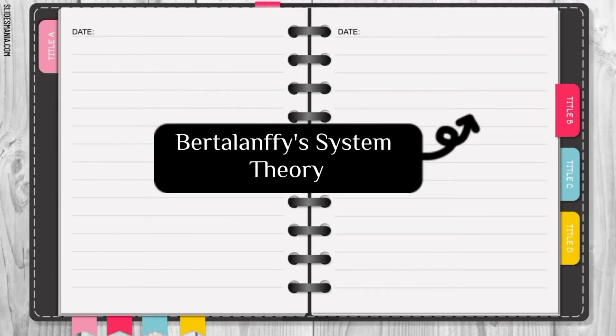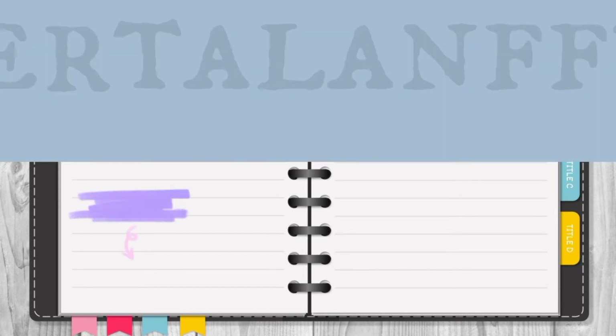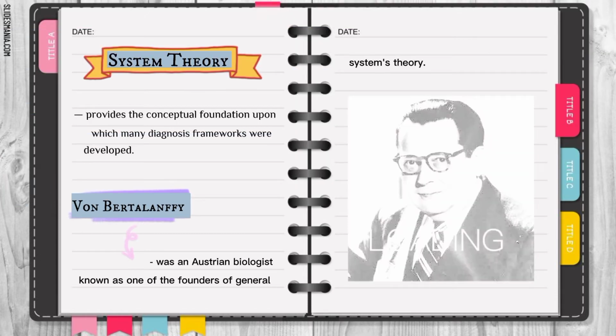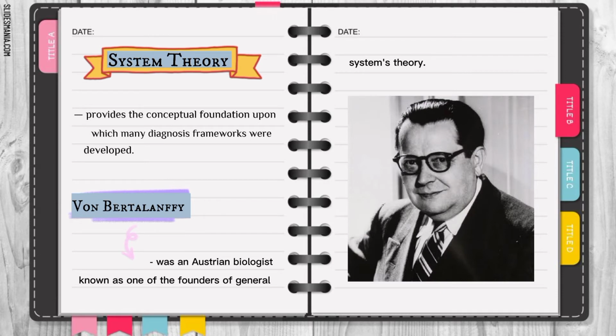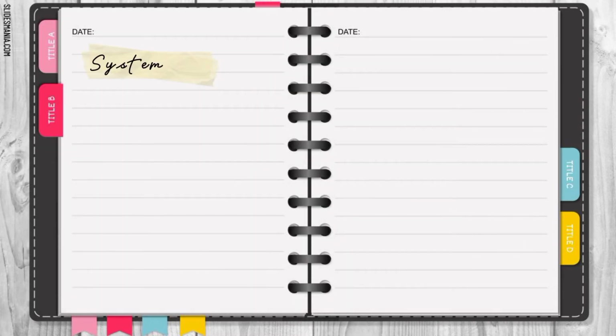Bertalanffy's systems theory. Similar to action research, systems theory provides the conceptual foundation upon which many diagnosis frameworks were developed. Von Bertalanffy was an Austrian biologist known as one of the founders of general systems theory. He also introduced the concepts of closed systems and open systems as part of his discourse on general systems theory. The word system is generally defined as a set of connected elements or parts that form a complex whole.